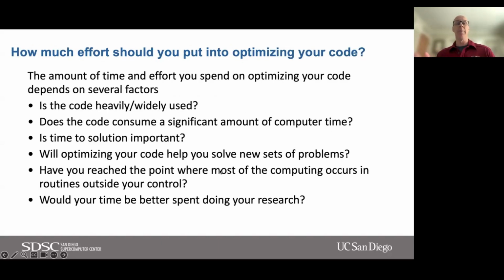So how much effort should you put into optimizing your code? That's going to depend on a number of factors. How heavily used is the code? Is it widely used? Is it a community code? Does the code consume a significant amount of computer time? If it's a calculation that is not run very often, only takes a minute to complete, I wouldn't put any effort into that. Is time to solution important?